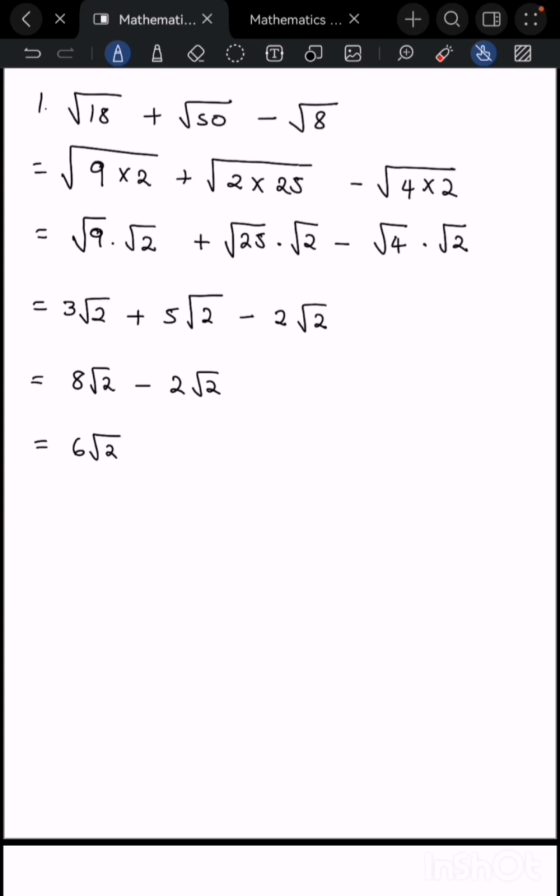Because the square root of 2 makes all of these terms like terms, you can add them and subtract them. So this is the solution to the first one.